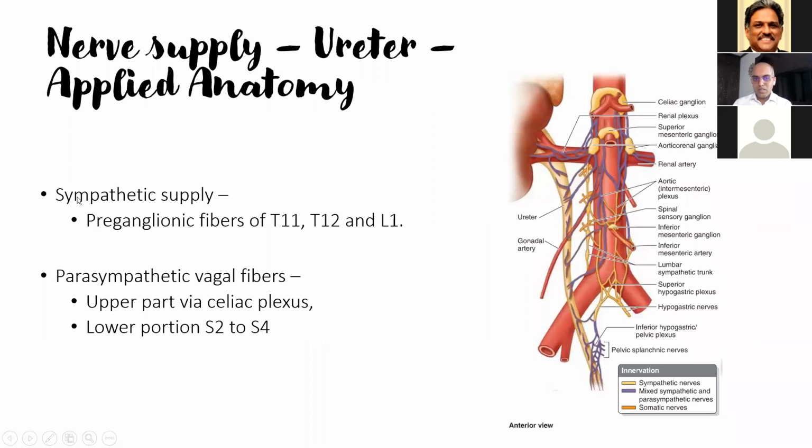Coming to the nerve supply, the sympathetic supply of the ureter is from the preganglionic fibers of T11, T12, and L1. Parasympathetic vagal fibers are supplied to the upper part by the celiac plexus and to the lower part by S2 to S4.